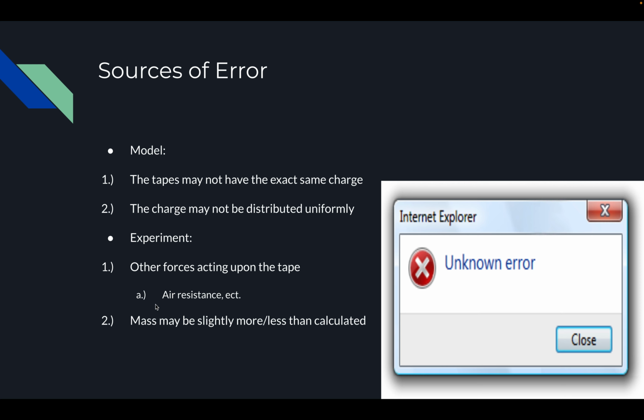Some potential sources of error may be that the tapes may not have the exact same charge. Also, the charge may not be distributed uniformly. Furthermore, in the experiment, there might be other forces acting upon the tape, such as air resistance, as well as the fact that the mass of the tape may be slightly more or less than calculated.